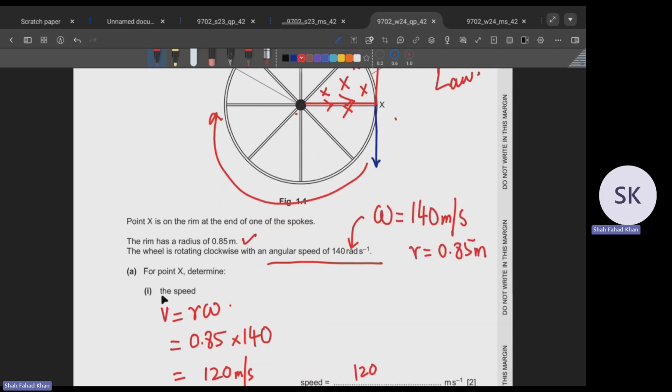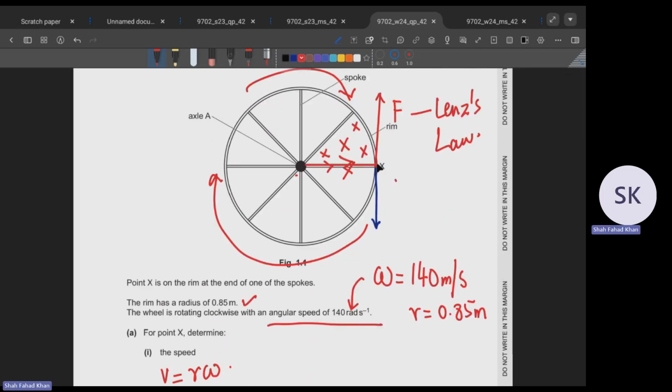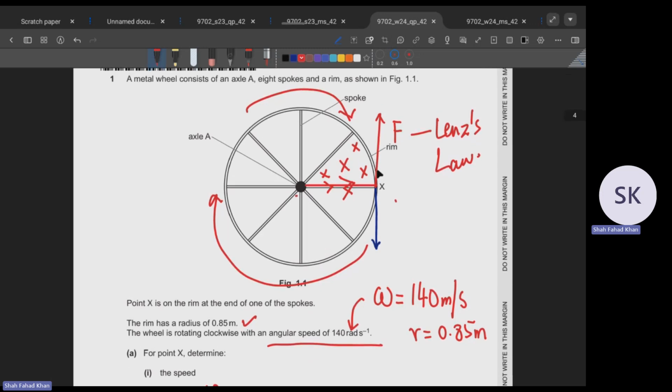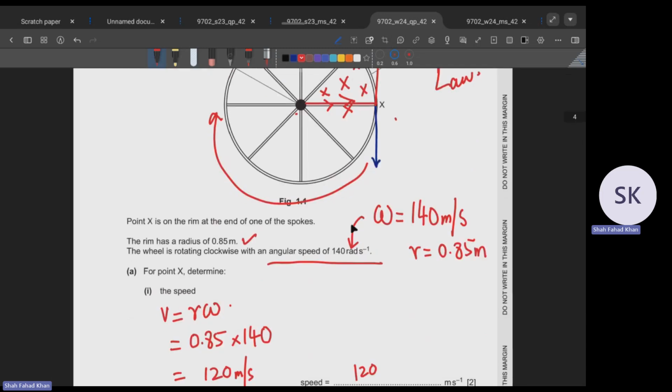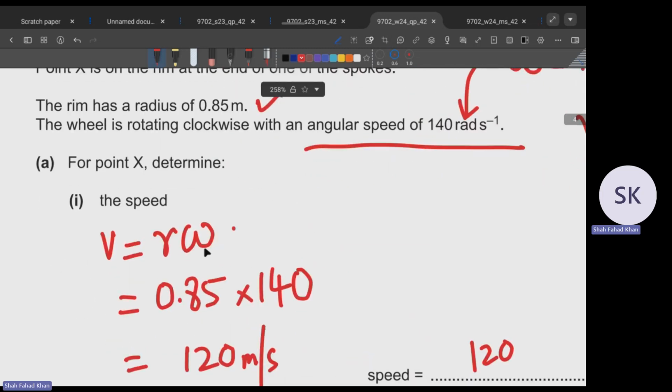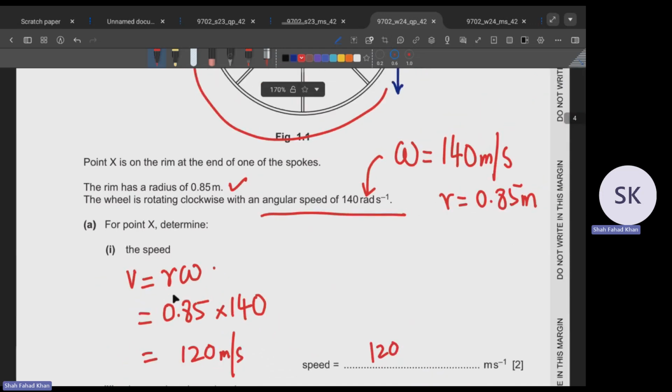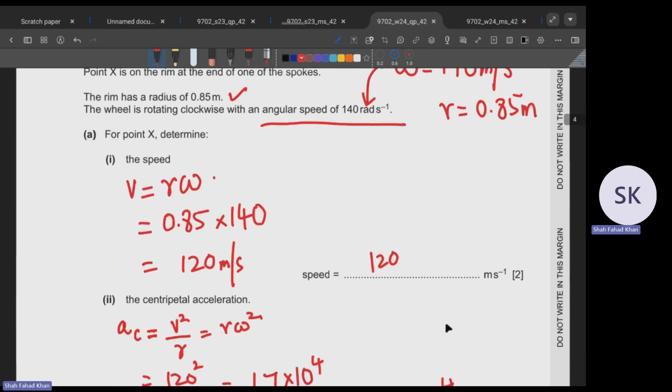For point X, determine the speed. At this particular point, you need to determine at what speed this object is moving. Because this is circular motion, the speed must be the tangential speed. To find this, there is a formula we have studied in circular motion: v equals r omega, where v is the tangential speed, r is the radius of the circle, and omega is the angular velocity. Simply multiply them, and you get an answer: 120 meters per second. That's it.